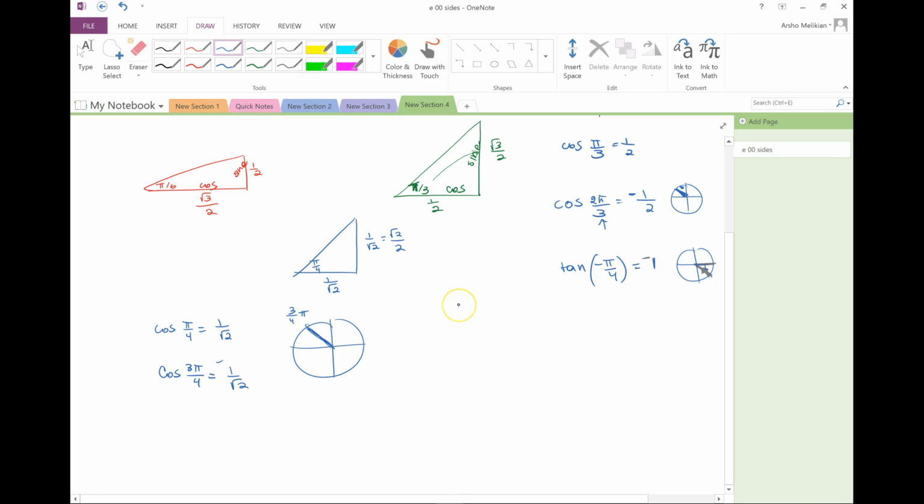Let's do sine of negative pi over 3. Okay, which triangle am I going to be looking at? The 30-60, the green one, right? This one, pi over 3. Okay, so how much is the value of the sine? Root 3 over 2. Now, what quadrant are we in?